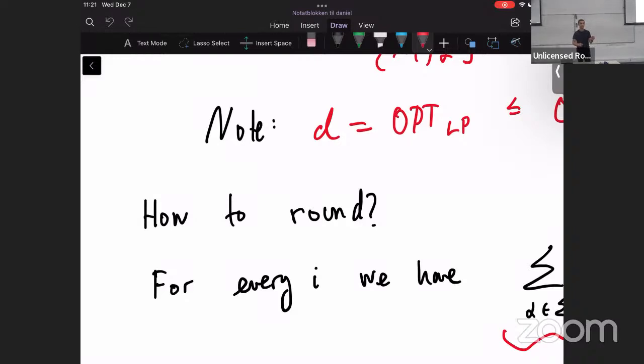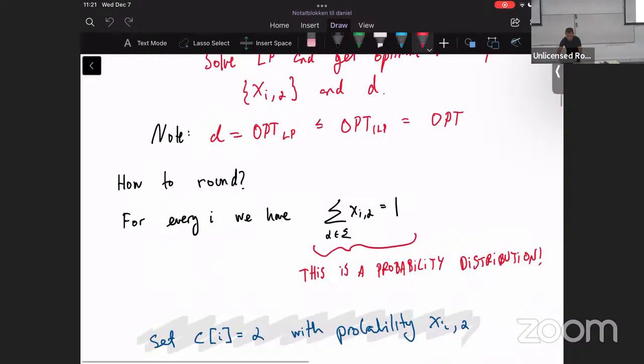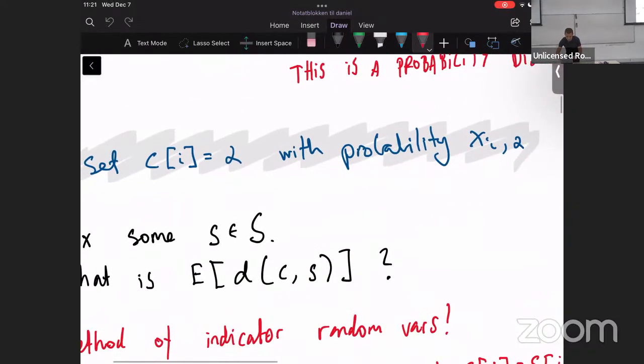Now notice that the probabilities are different at the different positions, and so I'm going to use the LP variables for position i to figure out with which probability I should sample the respective characters at each position. So that's what we're going to do. For every i, we're going to set C[i] to be equal to alpha with probability x_{i,alpha}.